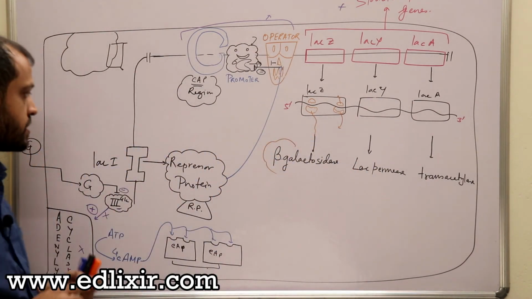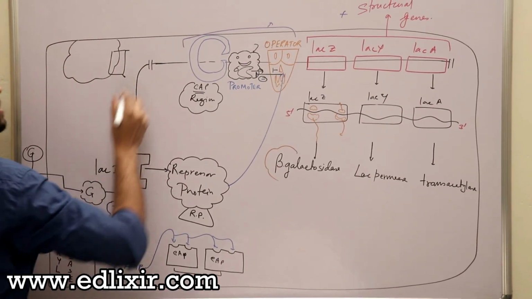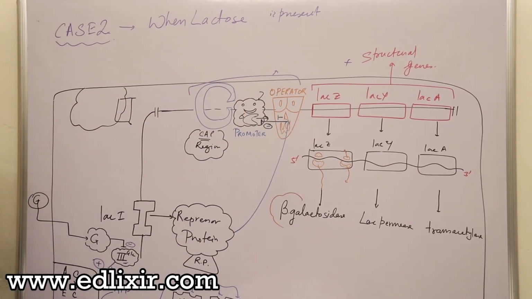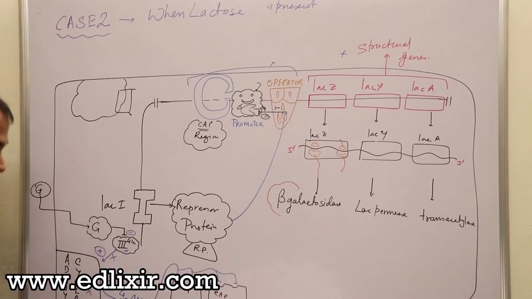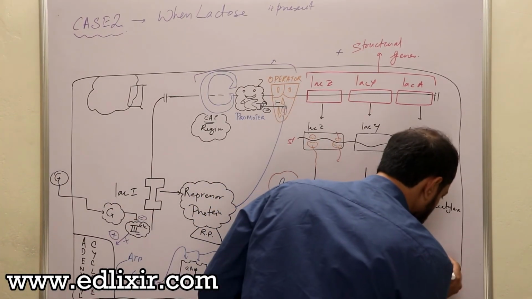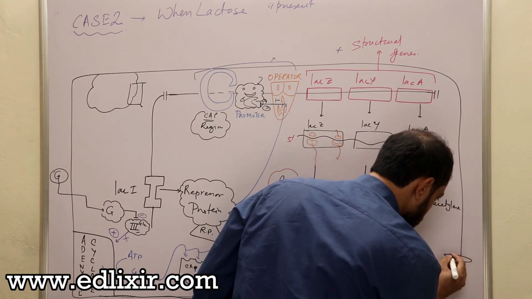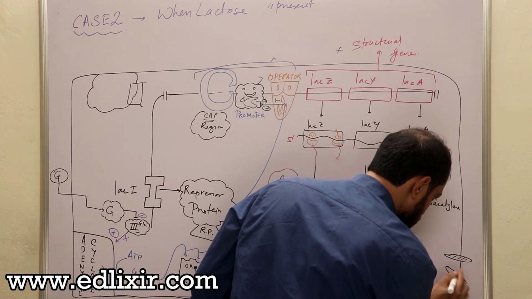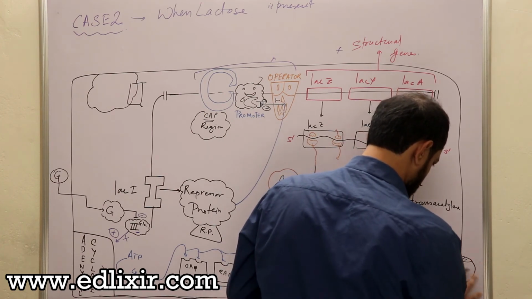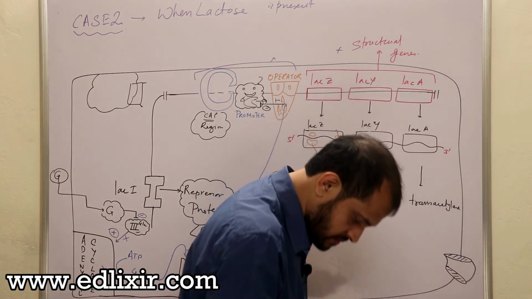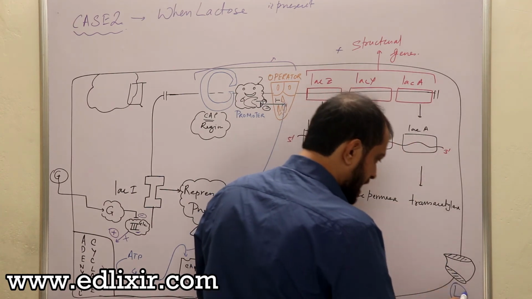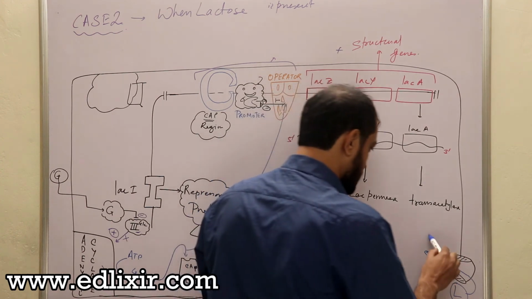Now, case 2 is slightly different. Case 2 is when lactose is introduced into the cell. Now listen. Before I start the lactose thing, you need to understand a very basic thing. Suppose lactose. Lactose will enter the cell with the help of a protein called Lac permease.